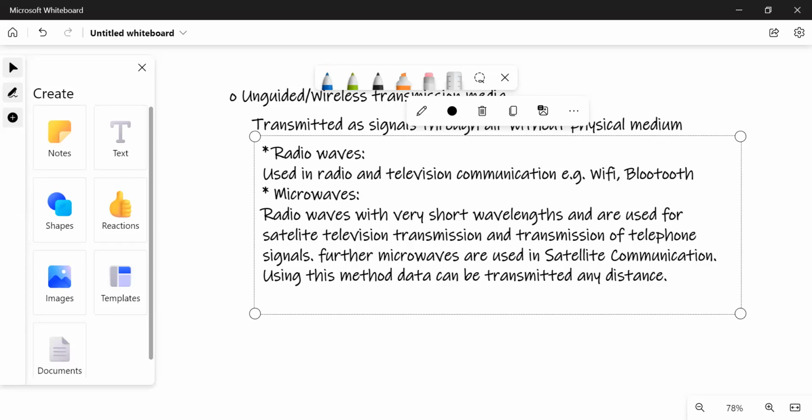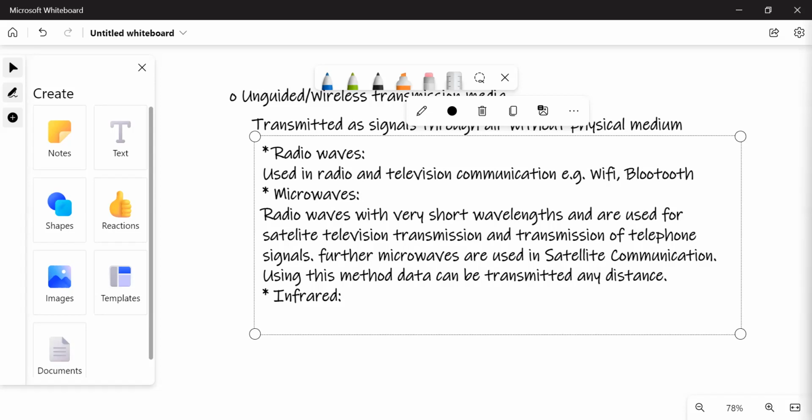Right. The next one, we have what we call infrared. Infrared is usually something you can see in TV remotes, wireless keyboards, mouse, and even in printers, right? So this is possible.